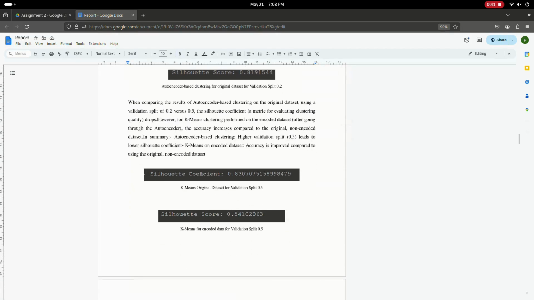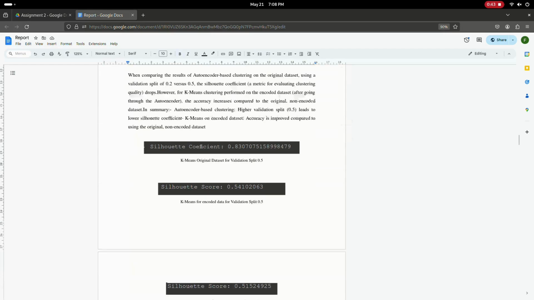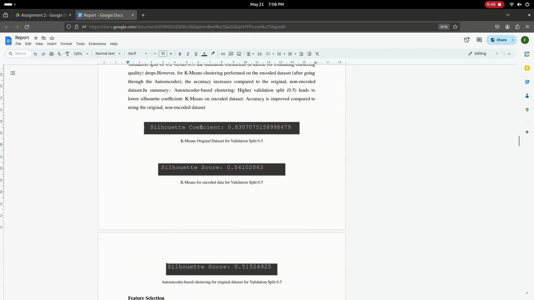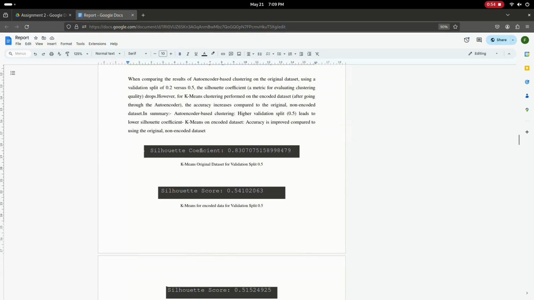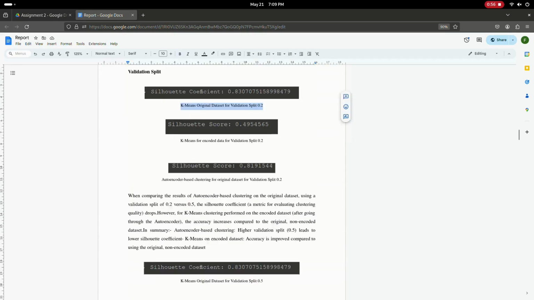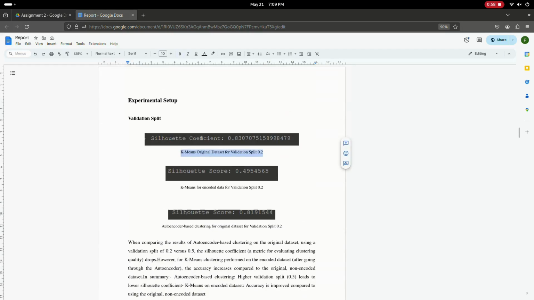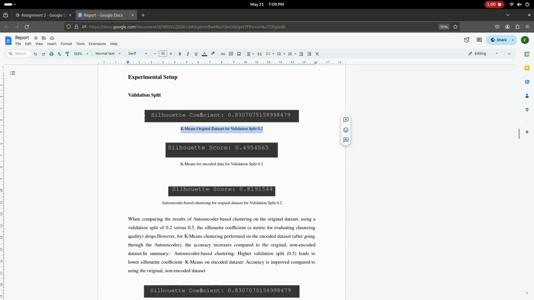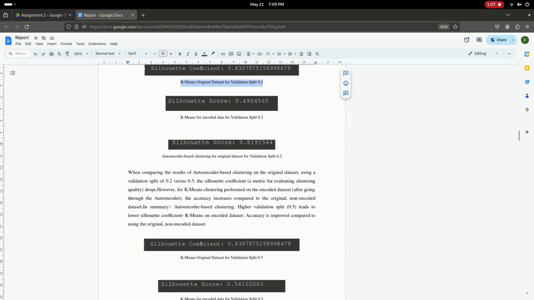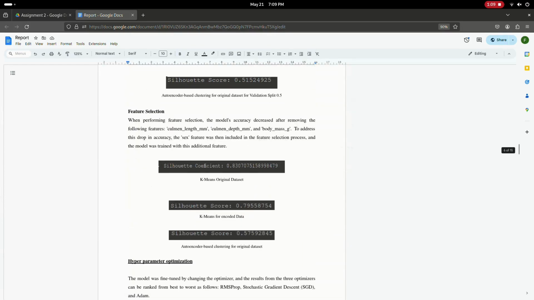Comparing to the validation split of 0.5, you can see that the autoencoder-based clustering got a lower Silhouette score compared to the validation split of 0.2. But other than that, it's actually quite similar. So we can safely conclude from our experimental setup that the best validation split is 0.2. Next, we do the feature selection.